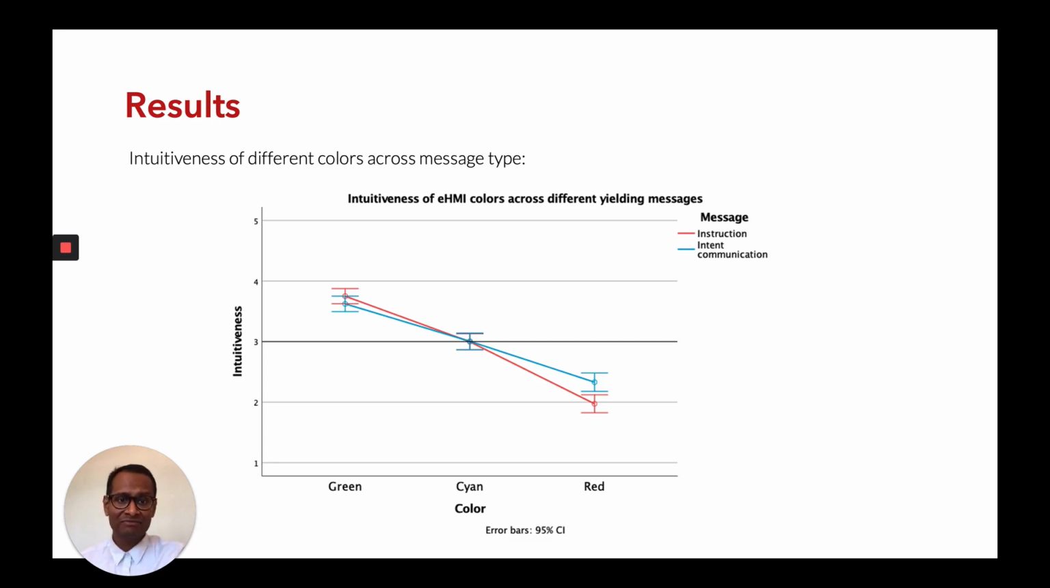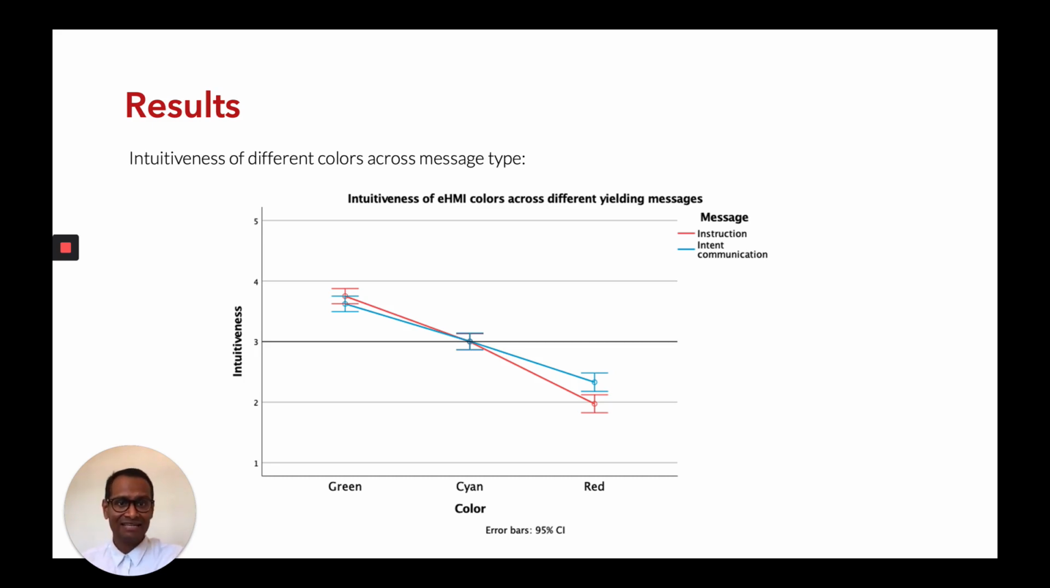When we looked at the interaction between the eHMI color and the nature of the message, we found that this interaction was statistically significant as well. The intuitiveness score for green in the instruction condition was higher than in the intention condition. Correspondingly, the intuitiveness score of the red color was lower in the instruction condition compared to the intention condition.